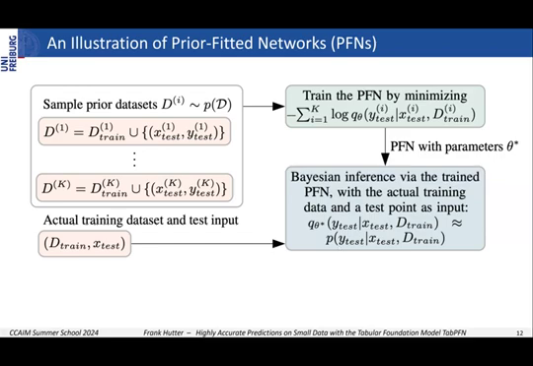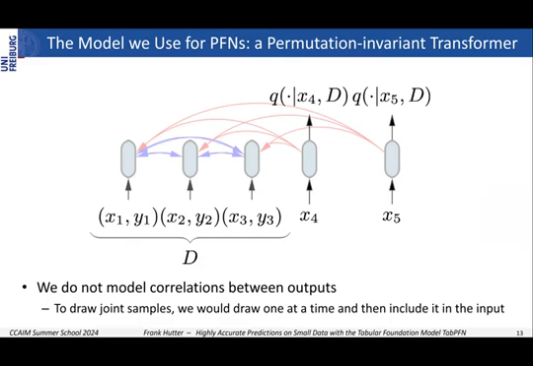All right. The model we use for this, as I mentioned before, is just a permutation invariant transformer. One thing to note is we do not have any attention between the test data points. So all we can do is predict for a single data point at a time. We do not model correlations between the outputs. So with a Gaussian process, you could get the joint probability distribution of x4 and x5 given this data. With PFNs, you cannot do that.